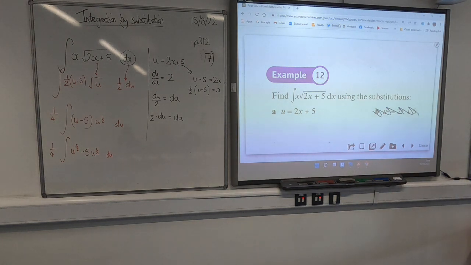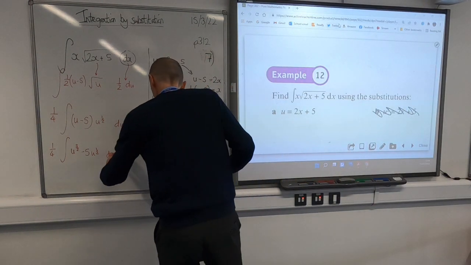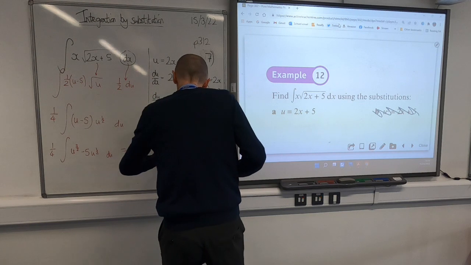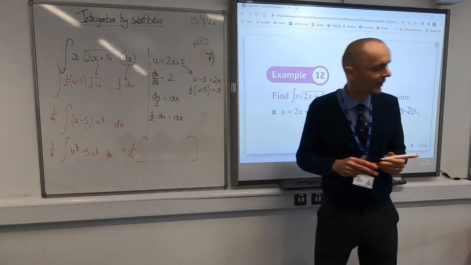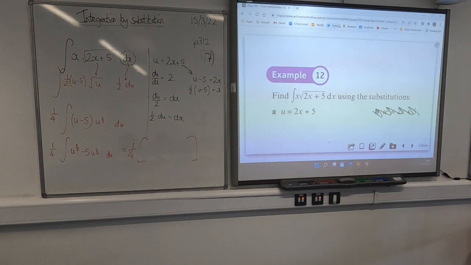So go on, do that bit for me. Don't forget you've got a quarter out the front. And you'll probably be able to simplify each term, because you'll have a fraction in the denominator that hopefully you can deal with.